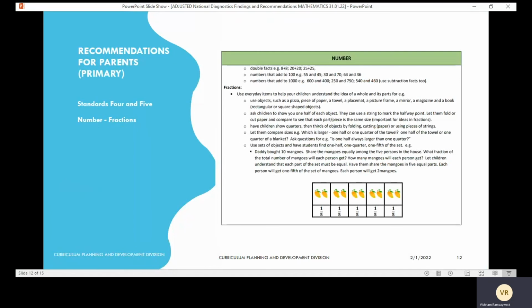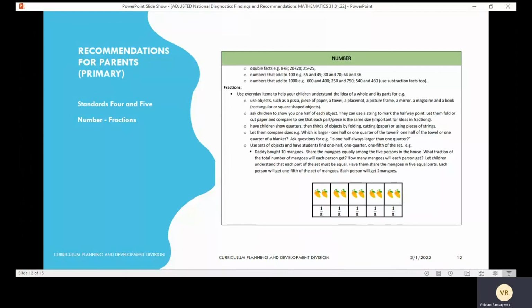So use objects around the home, such as pieces of paper, towel, placemats, even a pizza, picture frames, mirrors, a magazine, and books. Ask children to show you one half of each object. They can use a string to mark the halfway point. Let them do a lot of folding and cutting of paper under your supervision and compare to see that each part or piece is the same size, because these are important ideas for fractions.